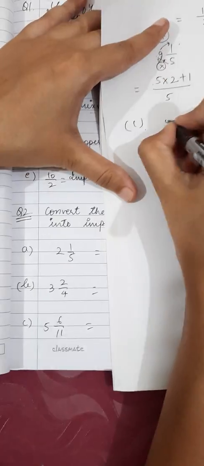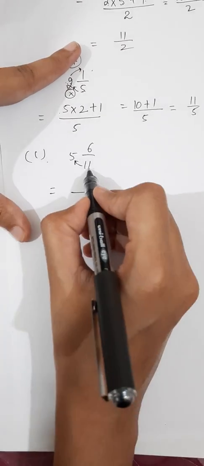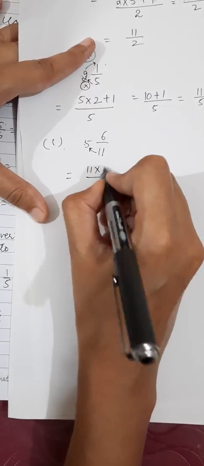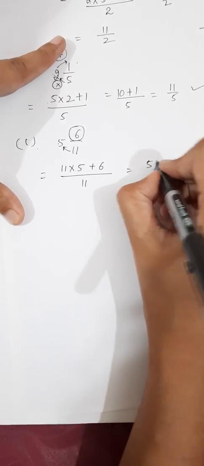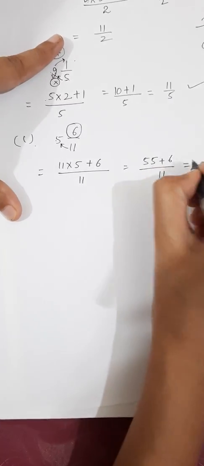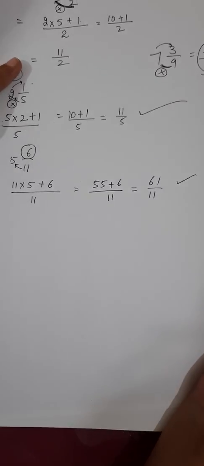C part is 5 6 upon 11. Now denominator will be as it is. Now what you are going to do? Multiply 11 and 5. 11 into 5. And whatever is the numerator, add it. Plus 6. 55 plus 6 upon 11. Answer is 61 upon 11. And this is your improper fraction.